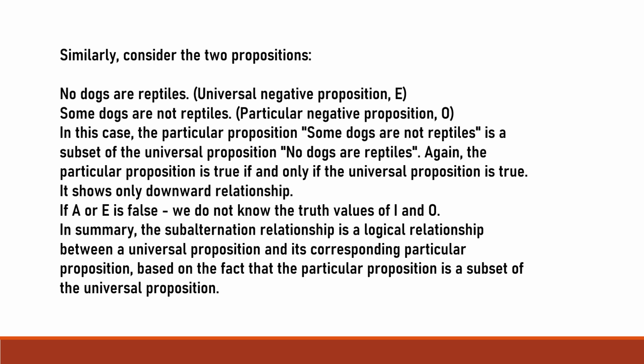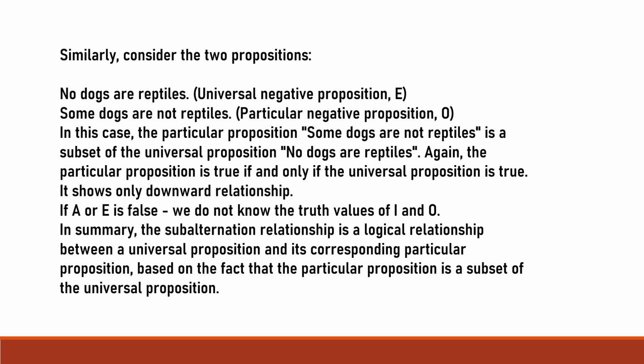Similarly, consider the two propositions. No dogs are reptiles, universal negative proposition, E. Some dogs are not reptiles, particular negative proposition, O. In this case, the particular proposition "some dogs are not reptiles" is a subset of the universal proposition "no dogs are reptiles." Again, the particular proposition is true if the universal proposition is true.